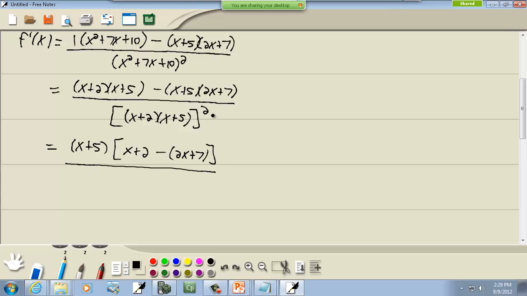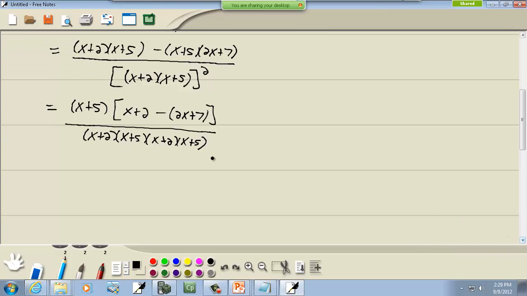Now this down here, if that's squared, means I'm going to have x plus 2, x plus 5, and x plus 2, x plus 5. Well, one thing I noticed right away is here's an x plus 5 and here's an x plus 5. So those are going to cancel. Now here on top, I'm left with x plus 2. That negative out in front is going to flip the sign of everything inside, so it becomes a negative 2x minus 7 over x plus 2, x plus 2, x plus 5.